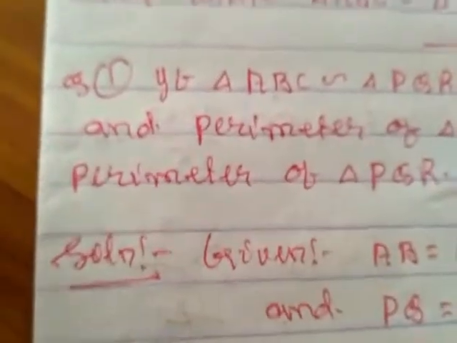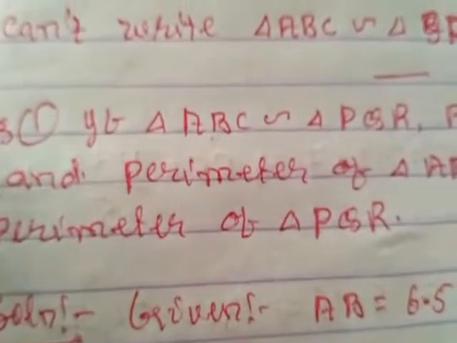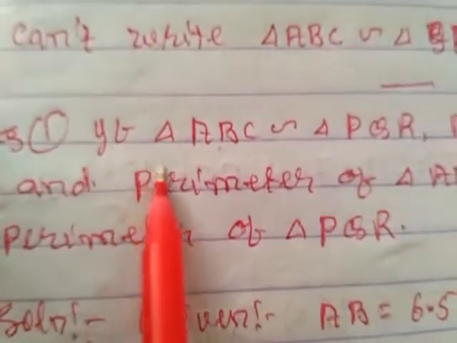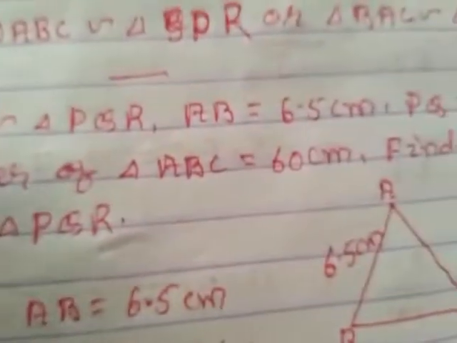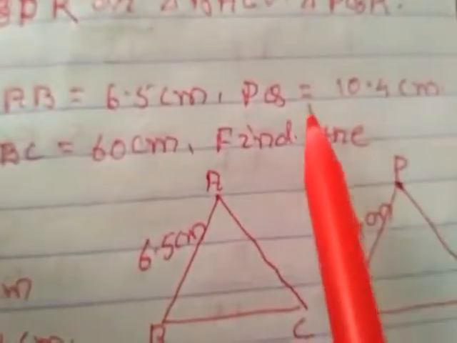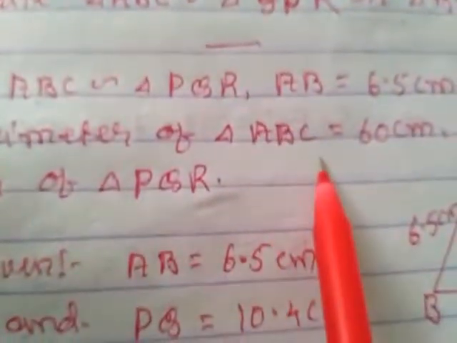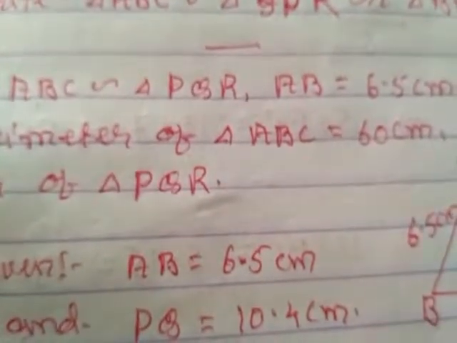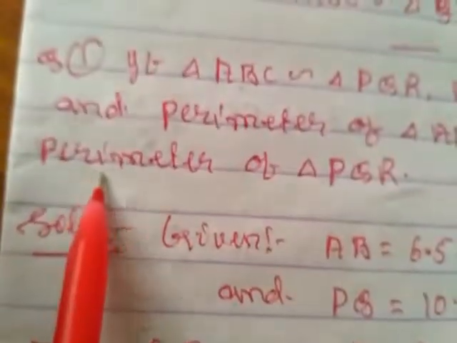So now let us take a few examples or questions on this property. Question number 1 is: if triangle ABC is similar to triangle PQR and AB equals 6.5 centimeter, PQ equals 10.4 centimeter, and the perimeter of triangle ABC equals 60 centimeter, find the perimeter of triangle PQR.